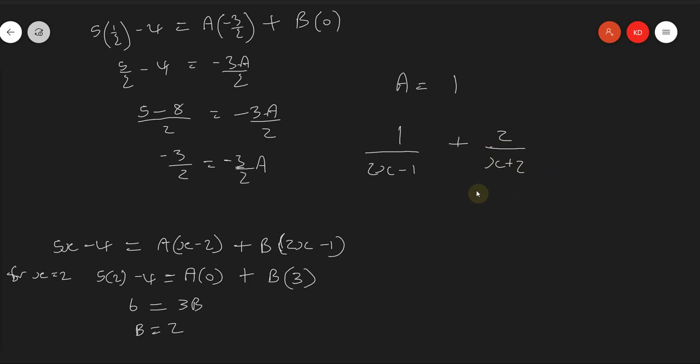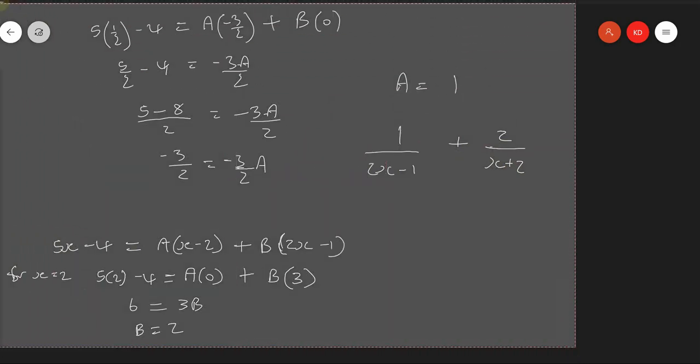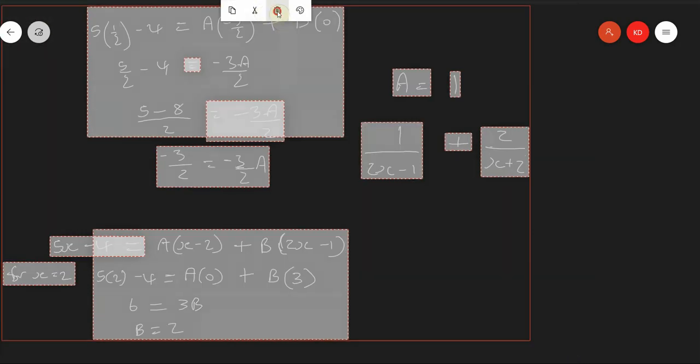And of course we can double check this to see if we get back our original fraction. However, you can do that on your own. I'm going to proceed to another type. Don't want the video to be too long.